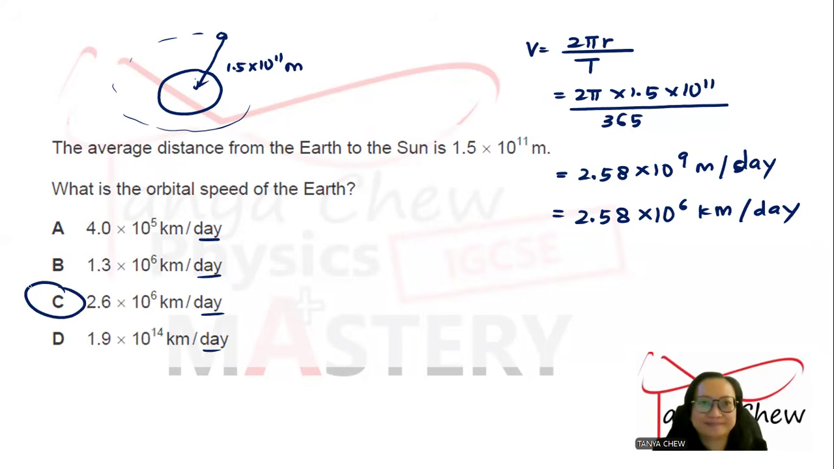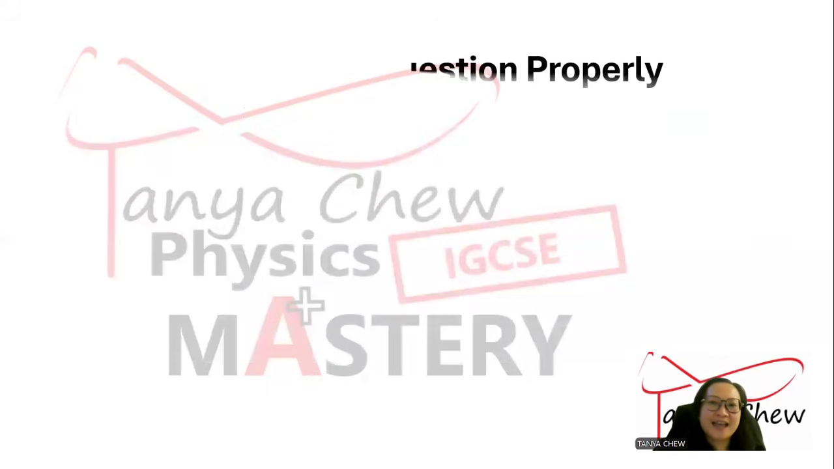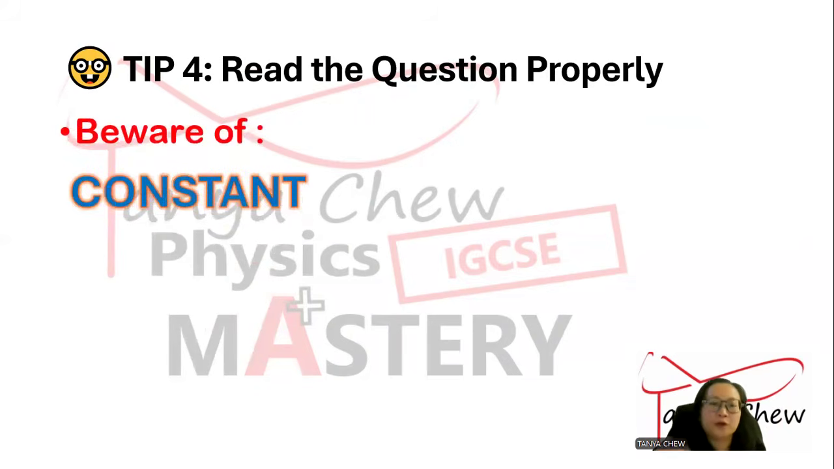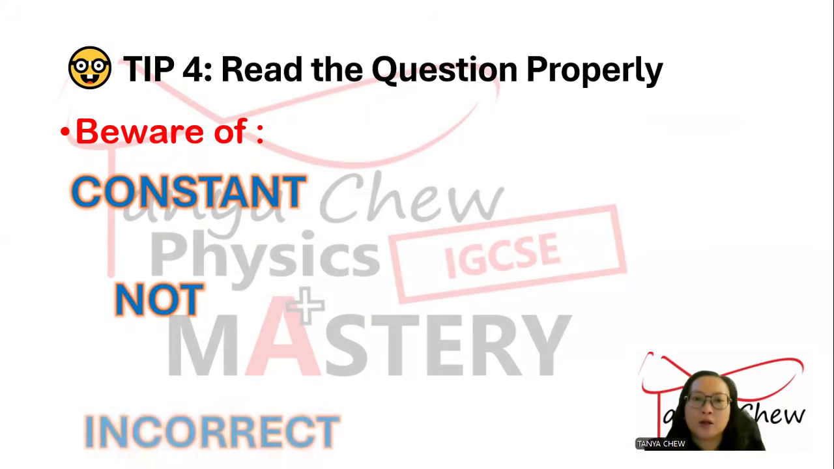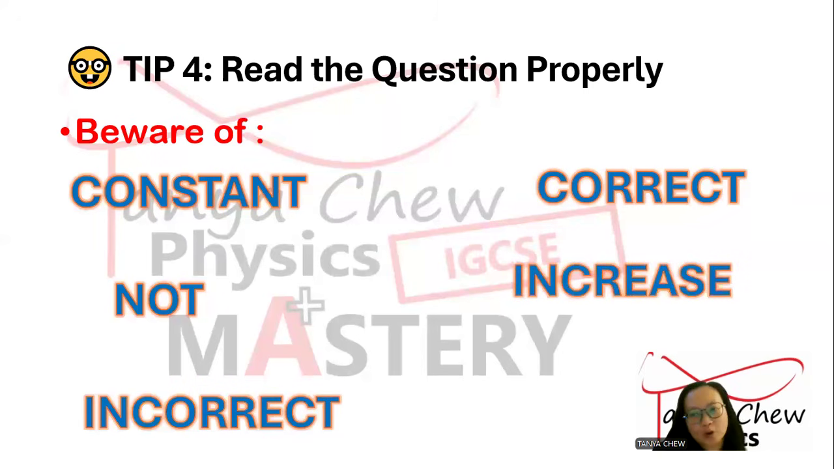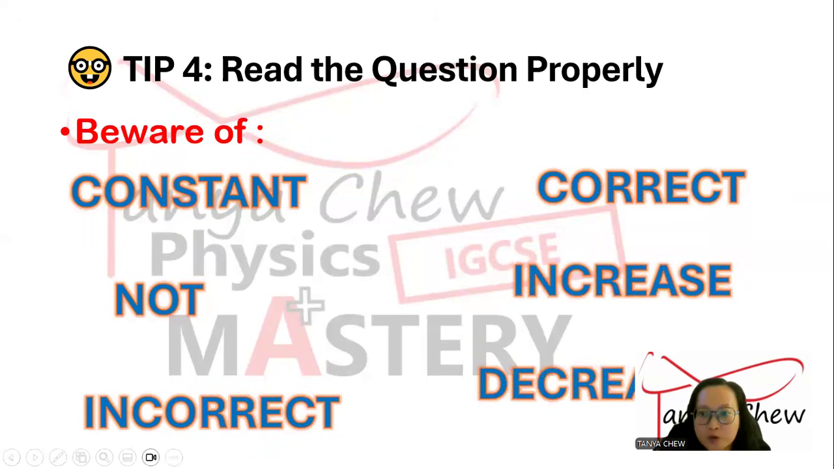That will do, right? So the next tip that I want to give you, tip number 4, is that you really have to take your time to read the question properly. And please beware of words like constant, the word like not. Sometimes we choose the wrong answer just because we forgot that the not exists, right? Or incorrect, or correct, increase, or decrease. So beware of all these keywords here.